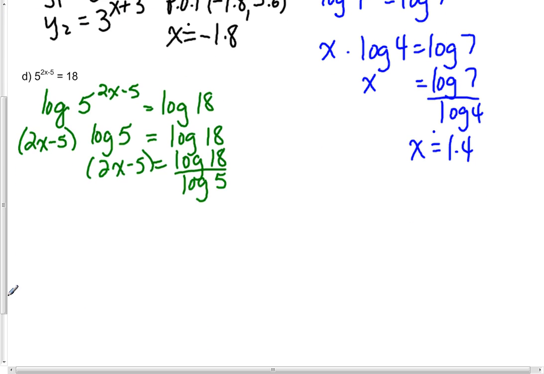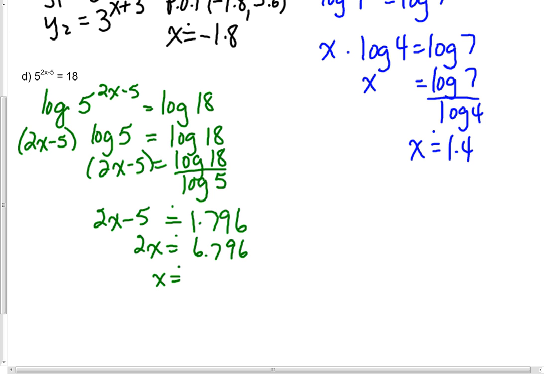Let's type it in our calculators. Log 18 divided by log 5 is 1.796. 2x minus 5. So if I add 5 to both sides, I have 6.7956. And I'm going to divide both sides by 2. 3.397. 8 actually. Round, there we go. There's my answer.